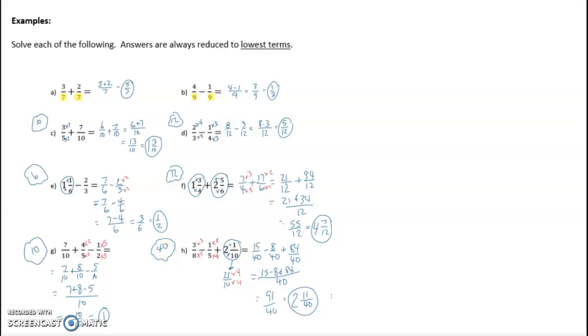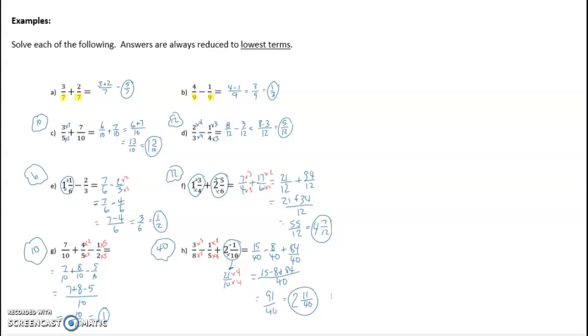So 8 times 5 is 40. So that means this whole fraction we're going to multiply by 5. So 3 times 5 gives us 15. 8 times 5 gives us 40. Then we have to subtract. And this next fraction is 1/5. So that means we have to multiply the top and bottom by 8. So 5 times 8 gives us 40. 1 times 8 gives us 8.